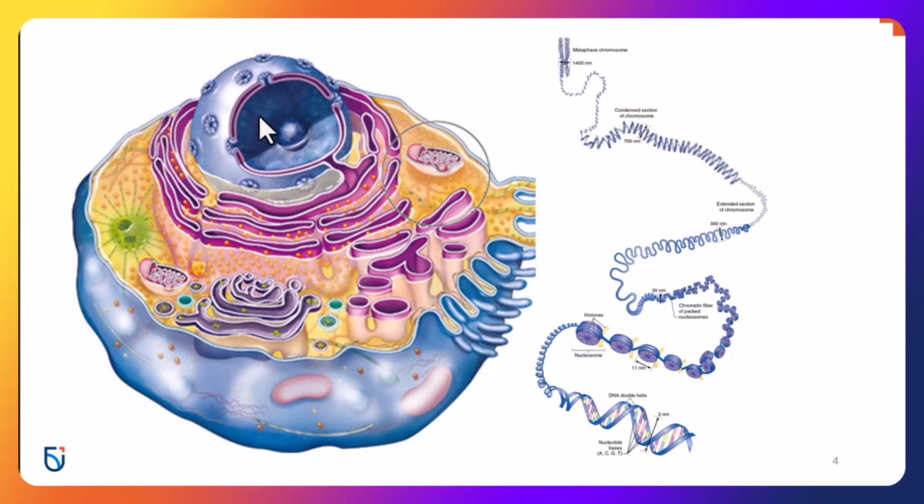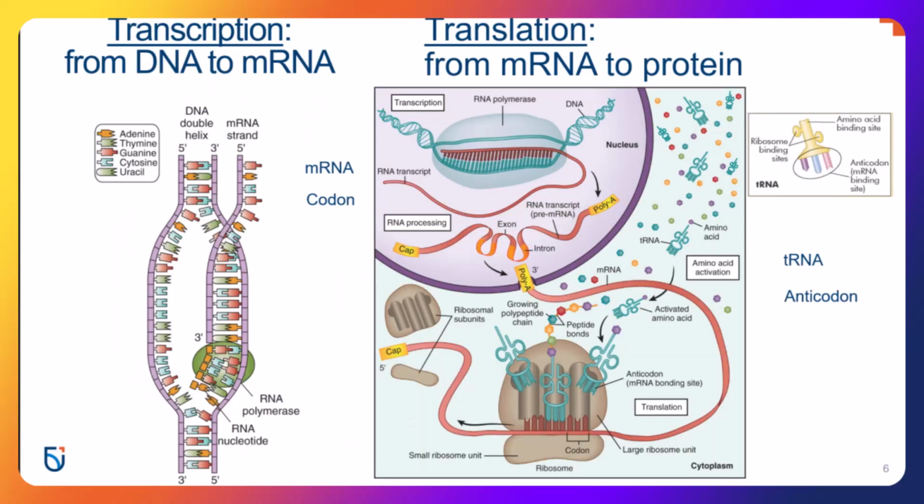In any case, the instructions on how to make that protein are found within the DNA, but we can't take the DNA out of the nucleus and bring it to the ribosome. It has to stay within the nucleus. So instead, what we can do is take a copy of it and take that copy to the ribosome. And that leads us then into talking about transcription and translation.